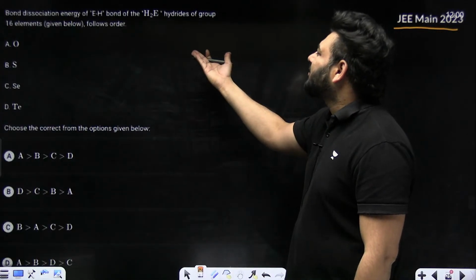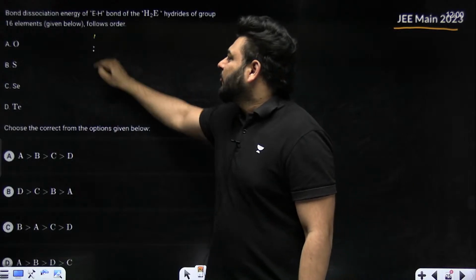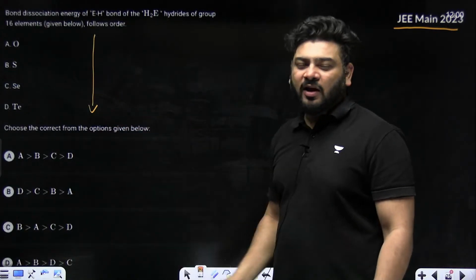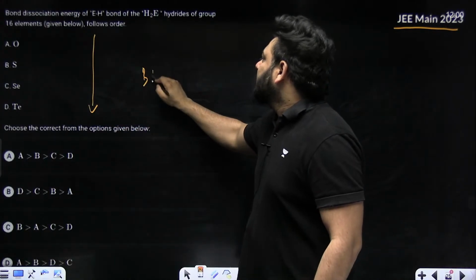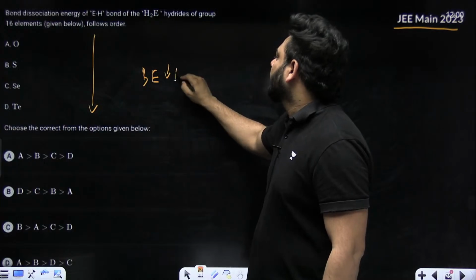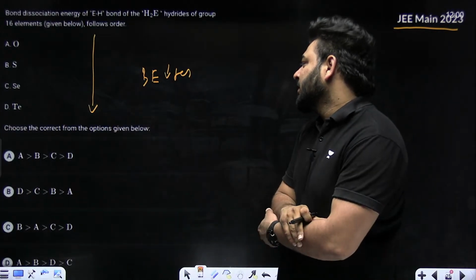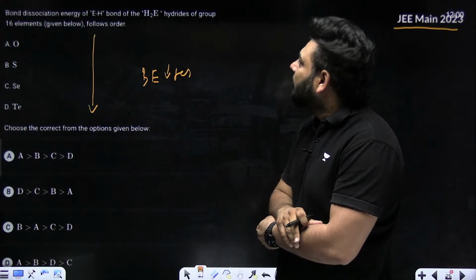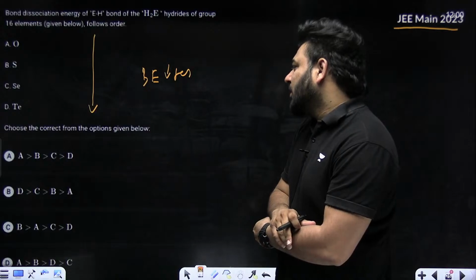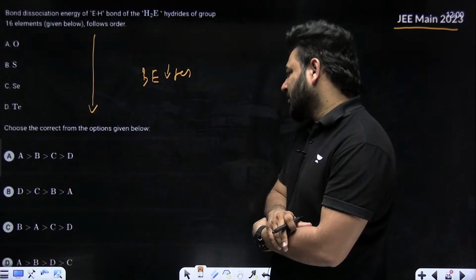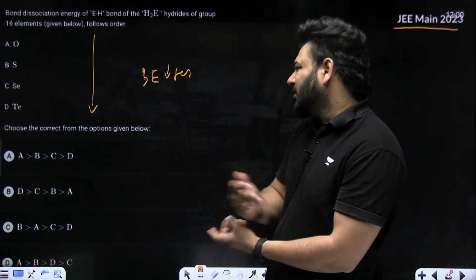Coming back to the question, we have this question on the bond dissociation energy of the E-H bond in H2O. So what does it follow? As we move down the group, the bond energy will decrease, isn't it? Bond energy decreases, bond length increases. So what are the correct options? D has the lowest, A has the maximum. I think this is the correct answer, guys.